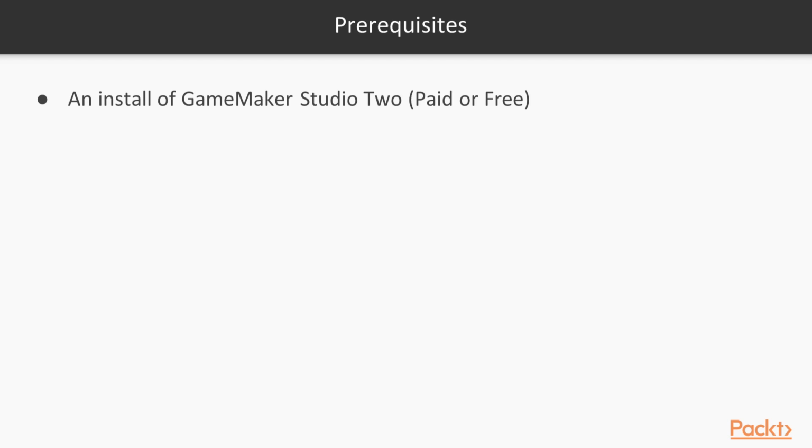For this course, all we'll need is a copy of GameMaker Studio 2. The free version is fine for this course, but keep in mind it has heavy restrictions on the amount of resources we can use, and also we can't export our game to share with the public. We can only test the game in the free version. With all that said, let's get started.